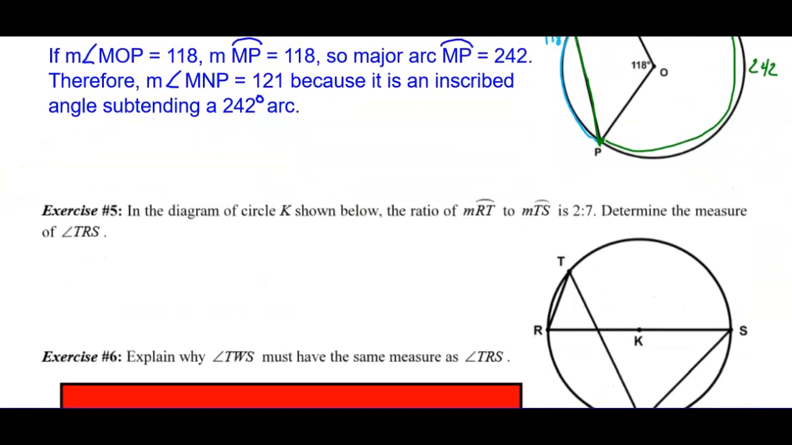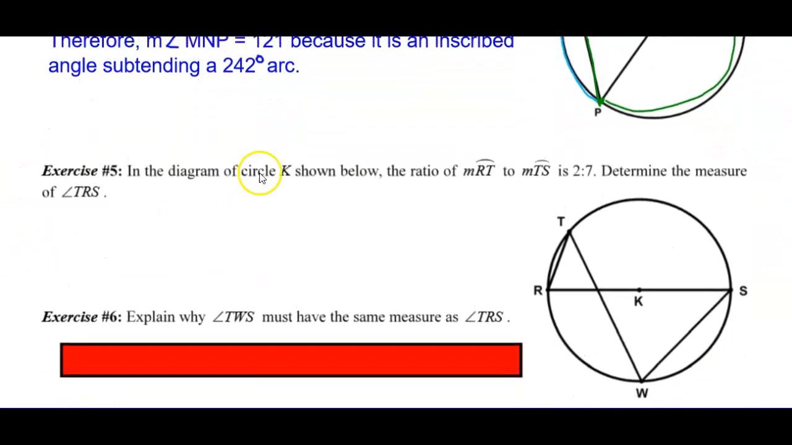All right, second to last example here. Circle K, center point K. Ratio of arc RT to arc TS is 2 to 7. It doesn't mean that they're 2 degrees and 7 degrees. It means there's some multiple of 2 and 7. So we fill that in. Determine the measure of angle TRS. All right, so TRS is here. And if you look at its endpoints, that subtends arc TS. So if I knew what arc TS was, I would be able to divide it by 2 to get angle TRS. So let's figure out what x is.